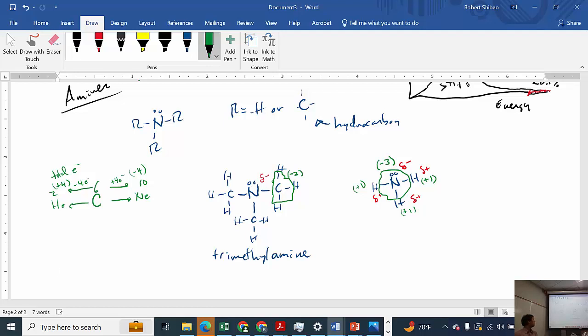And so let's do the same thing for nitrogen. Tell me what the nearest noble gases to nitrogen are. It's going to be the same, neon and helium. For nitrogen to go to neon, neon has 10 electrons. How many total electrons does nitrogen have? It has 5 valence electrons, but 7 total electrons. That includes core and valence. So nitrogen is going to want to gain how many?